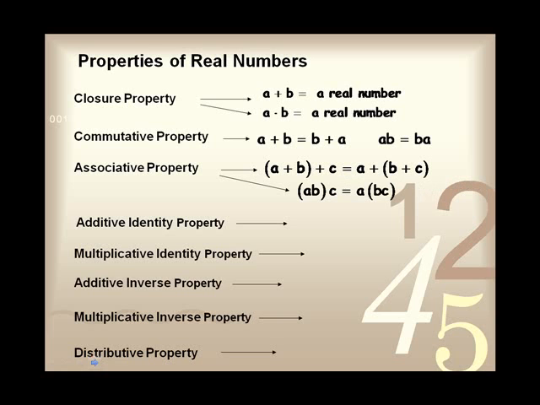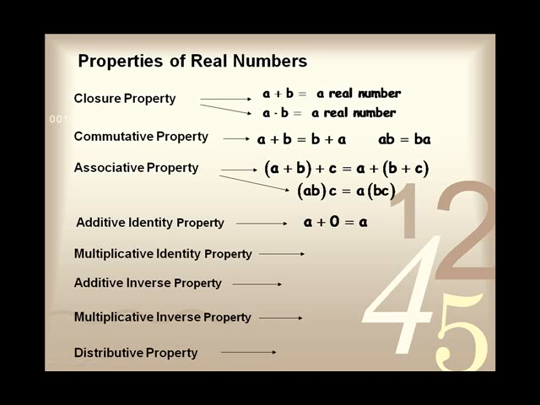Okay, next property is the additive identity property. The next few properties are definitely useful when you're solving equations. The additive identity property says that if you were to take a real number and add 0 to it, you're going to keep that same real number. It's not going to change its value at all. So a real number A plus 0 is still going to give you the real number A.